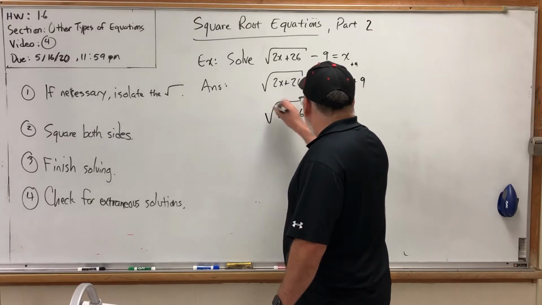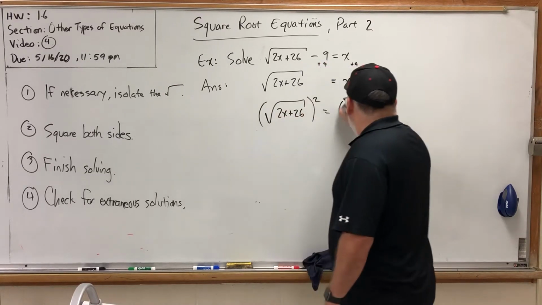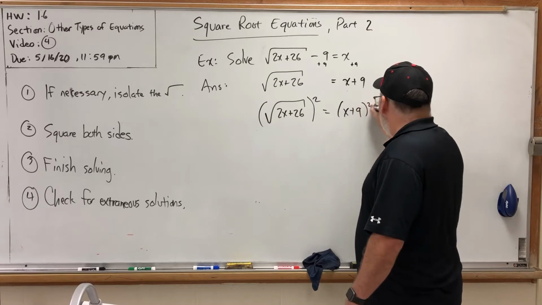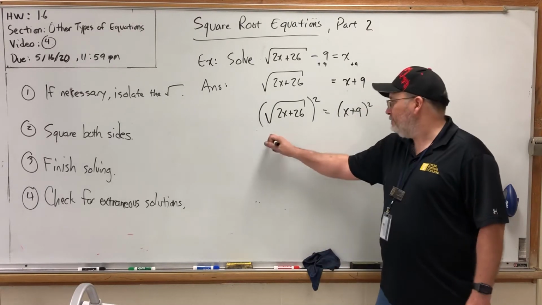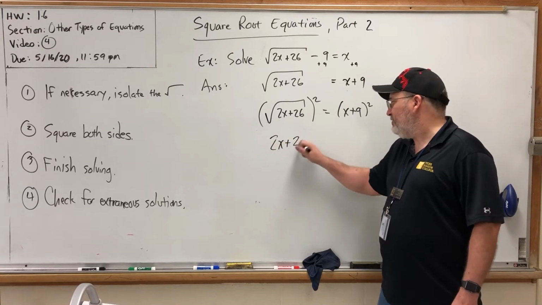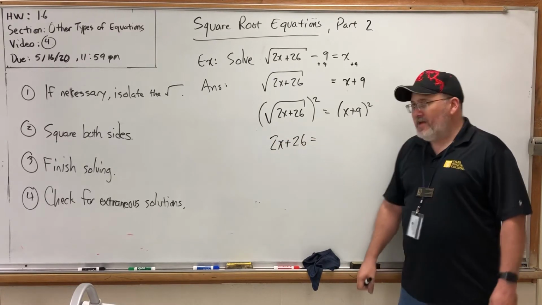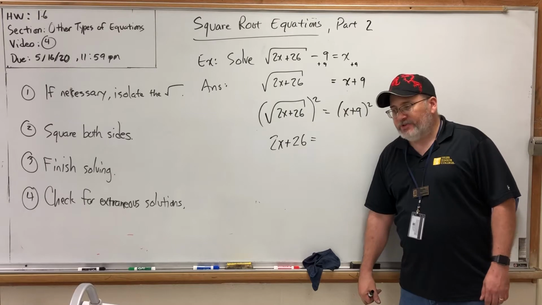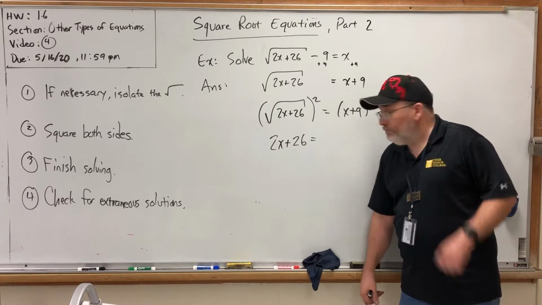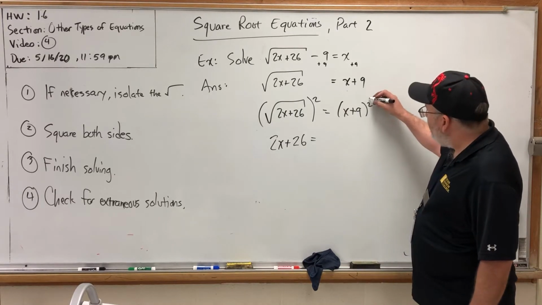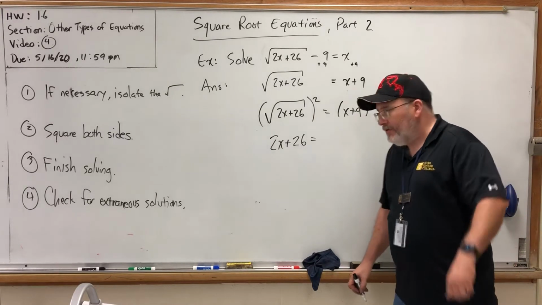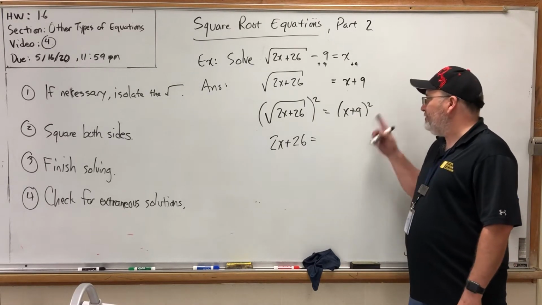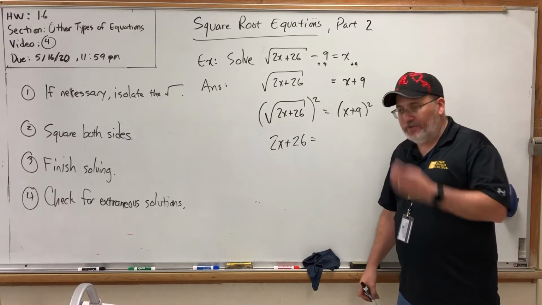Square root of 2x plus 26 squared equals x plus 9 squared. And remember, the purpose of the squaring move is to cancel the square root. So we're left with 2x plus 26 on the left. But what do we have on the right? Answer, a FOIL problem. If you are looking at this and thinking, let me square both pieces, stop. There is no distributive property that says you can distribute a power across a plus.